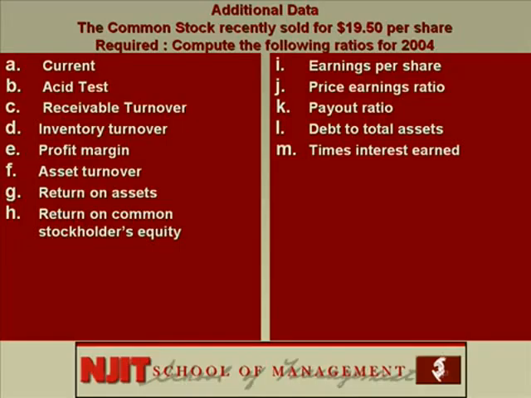Are you done? The answers are for Part E, profit margin, it's 39,000 divided by 600,000, 6.5%. F, now it's tricky. Sales is 600,000, but the denominator is average assets. How do you get average? You had, for 2004, the beginning assets plus the ending assets divided by 2.